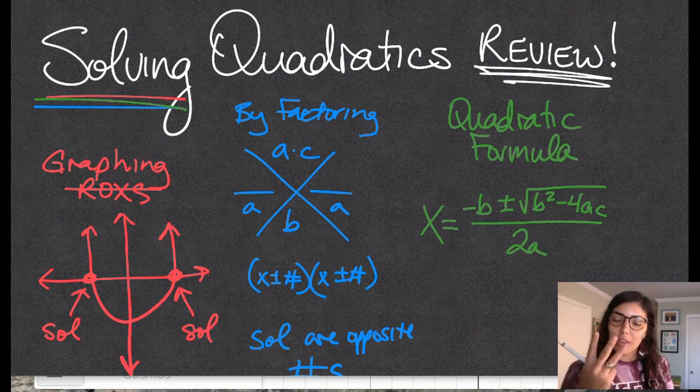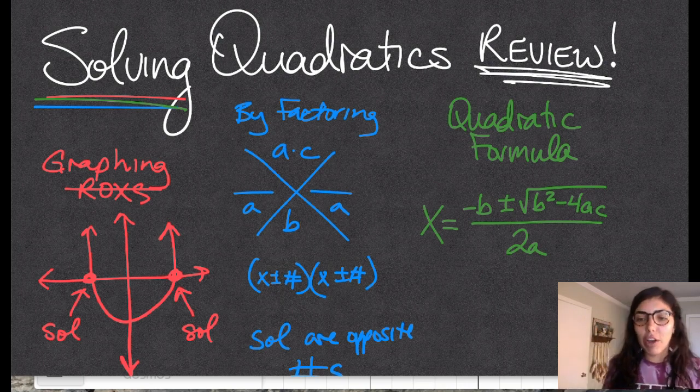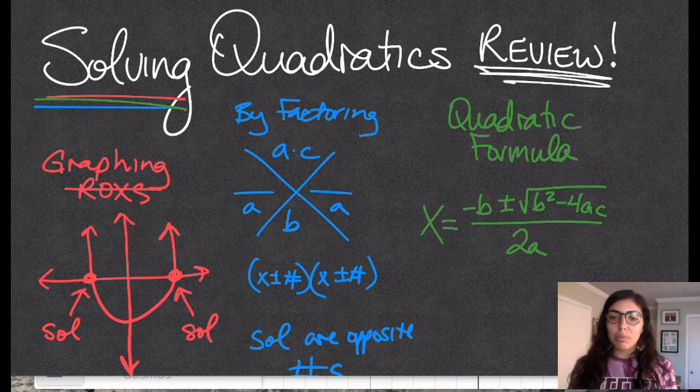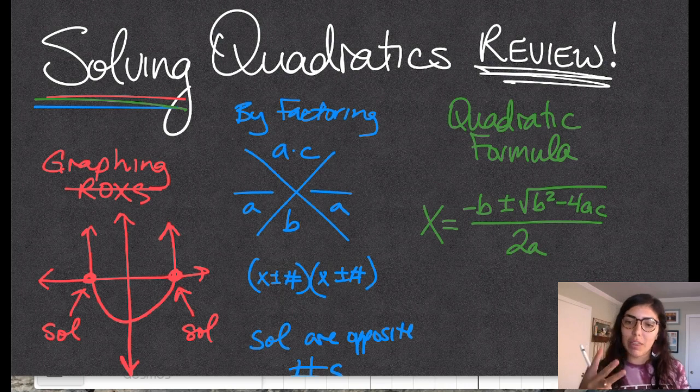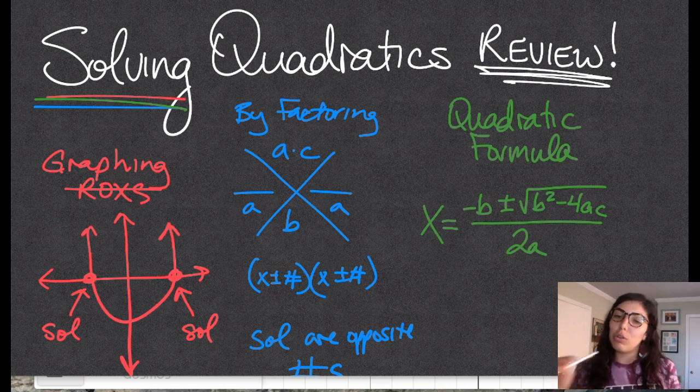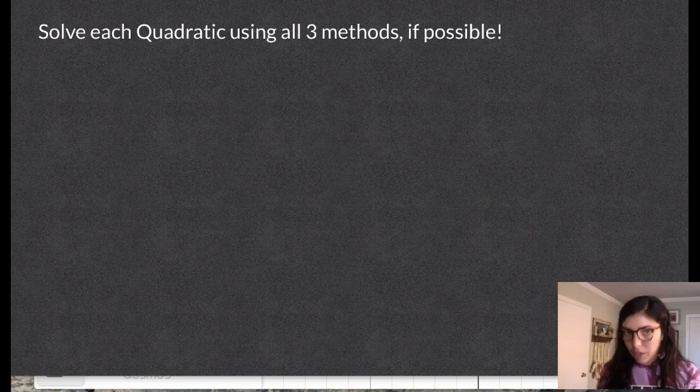Those are the 3 methods we've learned to solve our quadratics. We're going to be doing a few problems, but we're going to do them in all 3 methods to show you that it doesn't matter which way you choose. You get to pick at this point which one you're using to solve your quadratics. So we're going to solve the following quadratic using all 3 methods if possible.